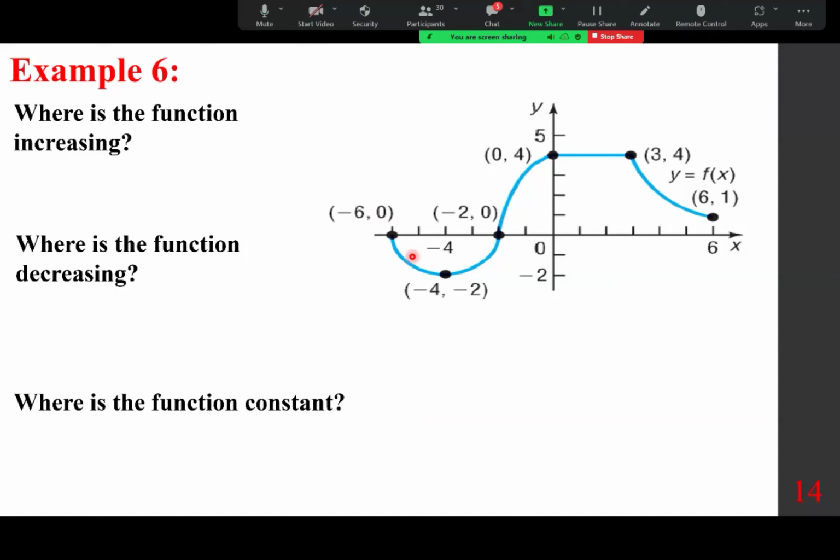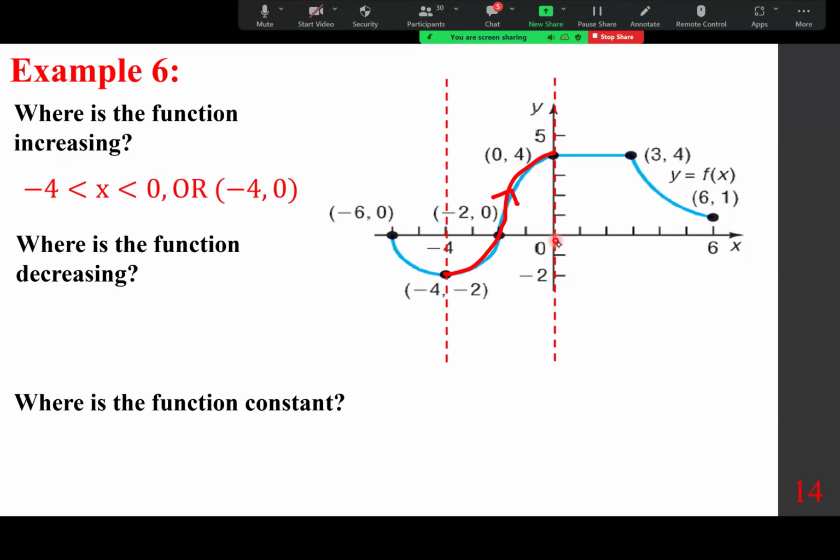So the function is decreasing here. The function is increasing here. The function is constant here. The function is decreasing here. So the first part is asking for increasing, from -4 to 0. Decreasing here as well as here.